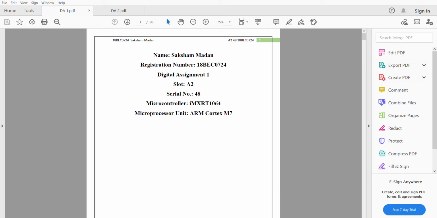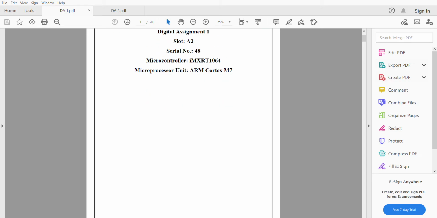That is, I have chosen a microcontroller, the MIMXRT1064, which has a processing unit of ARM Cortex M7. I have chosen this microcontroller because it is very energy efficient and modern. And with the Cortex M7 processing core, it gives a brief idea about modern instruction sets, which will help me understand the subject and its knowledge.